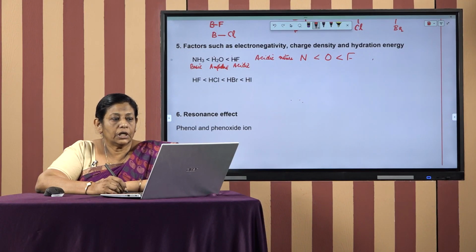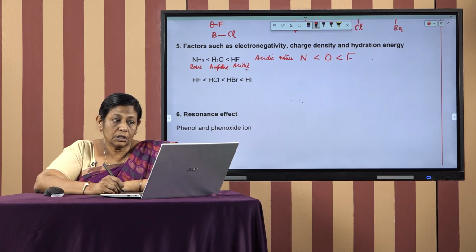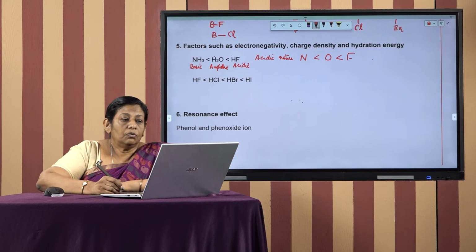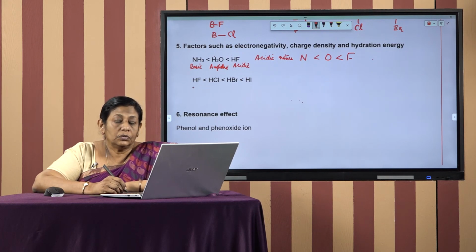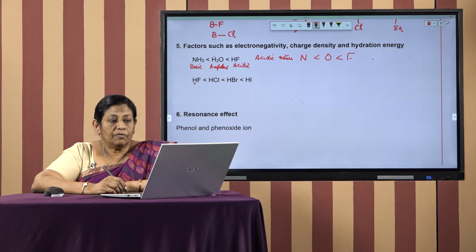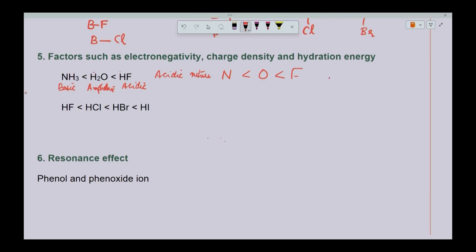Got it? Now check the electronegativity of the anions in this. The electronegativity is highest for fluorine, and therefore that is highly acidic. Now take the case of the halogens themselves, HF, HCl, HBr and HI. When we consider the electronegativity, it is highest for fluorine, but you can see their acidic nature. This is the acidic nature.